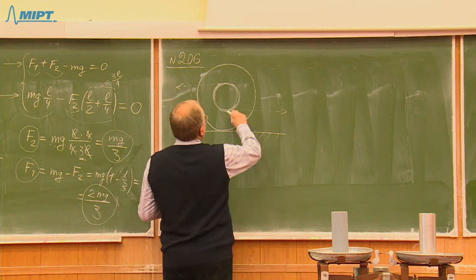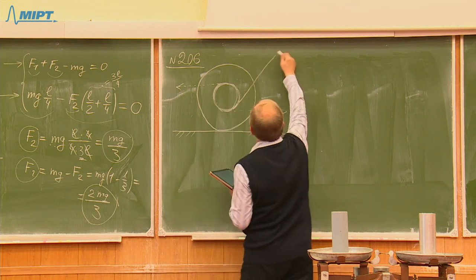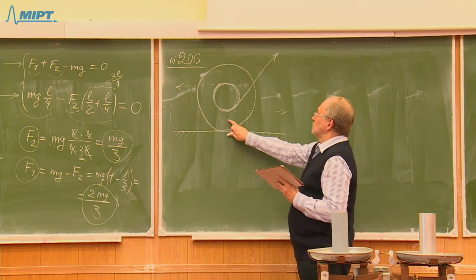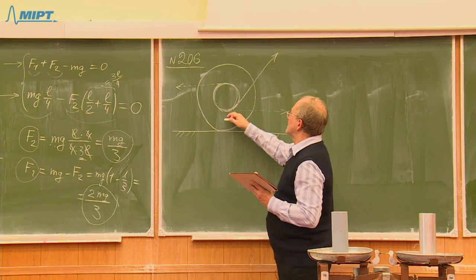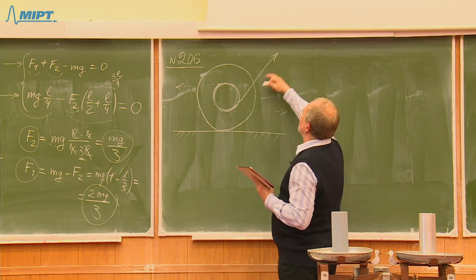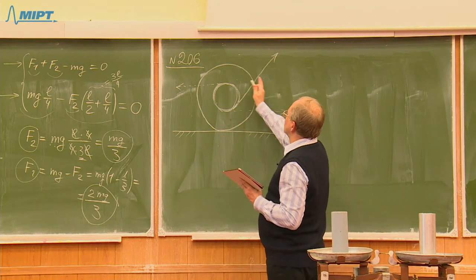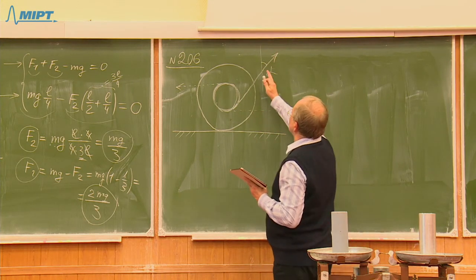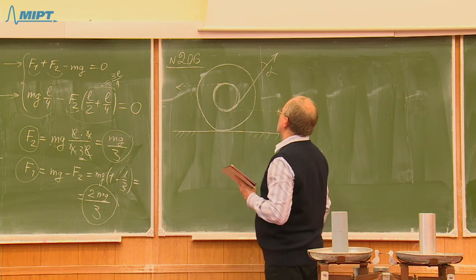Therefore, there must be some angle such that if we pull this thread in this direction, then the spool will not move, neither to the left nor to the right. It will remain at rest. Or it may rotate if we pull strongly with a large force. Or if we pull with a not very large force, then it will not rotate and it will not move. There must be some position, some angle alpha to the vertical, such that if we pull the thread in this direction, the spool will not move.